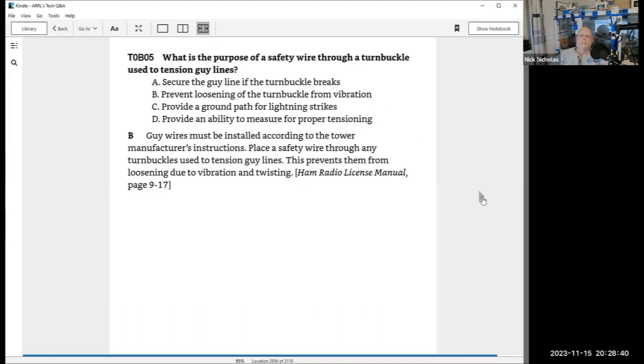What is the purpose of a safety wire through a turnbuckle used to tension guy wires? It's to prevent the turnbuckle from loosening from vibration. As the guy wire is vibrated in the wind, the safety wire prevents the turnbuckle from loosening.